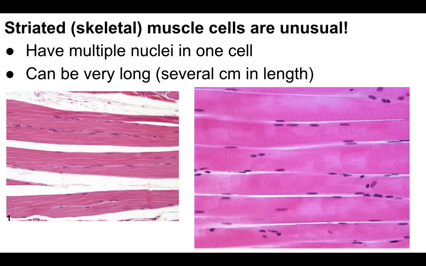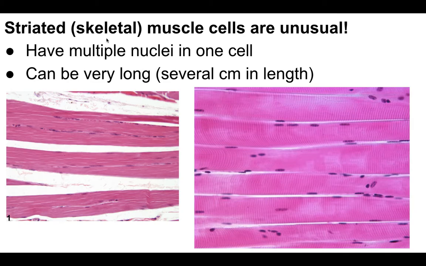One example of an unusual cell is found in your body, and these are the cells that make up your striated or skeletal muscle. That means the same thing. Skeletal muscle because it's connected to your bones, and that's how you move around. That's how you move your skeleton. Striated means striped, so this looks striped under the microscope. That's why it's called striated or skeletal muscle cells.